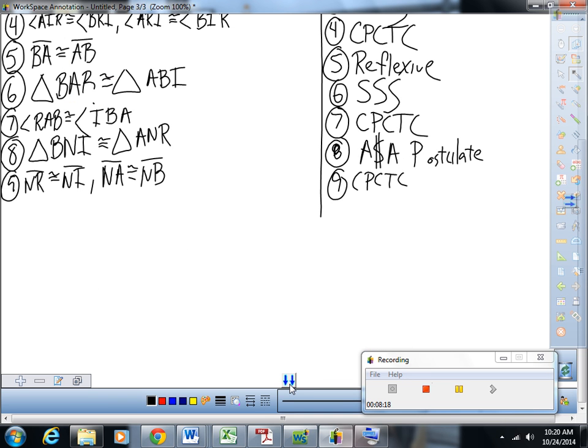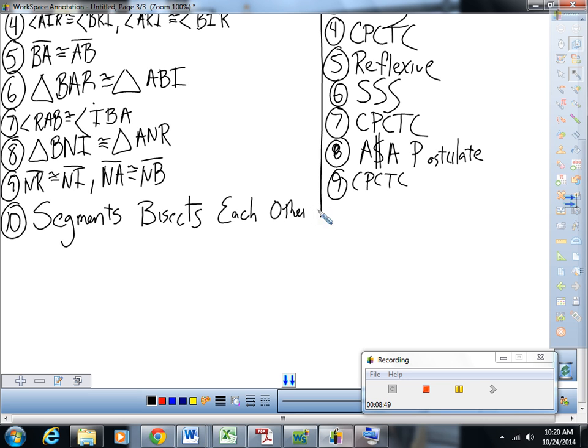Uh-oh, we're going to need more room. And then step number 10, I can say that the segments bisect each other. It's a little messy, I kind of forgot which segments we were trying to show. And that's going to be the definition of bisect. Boom.